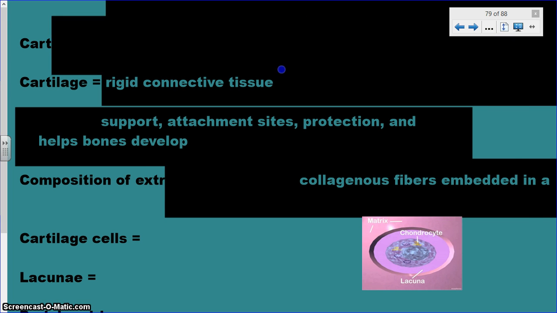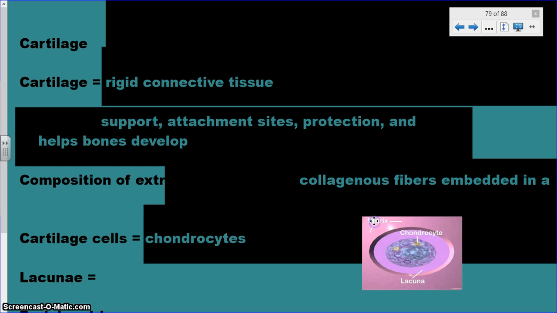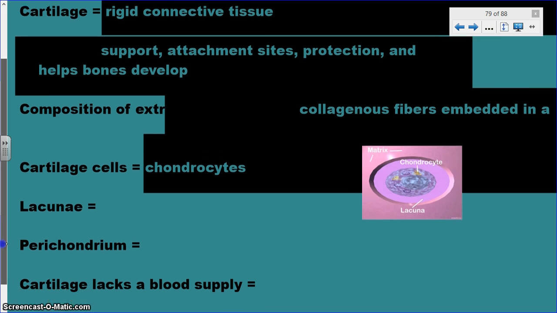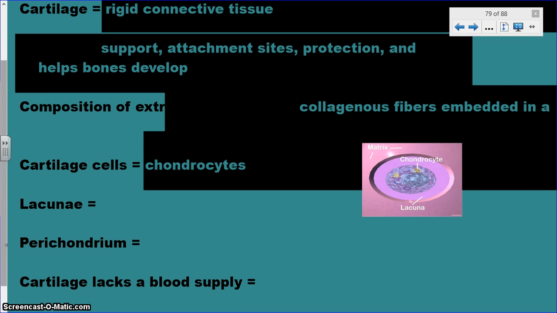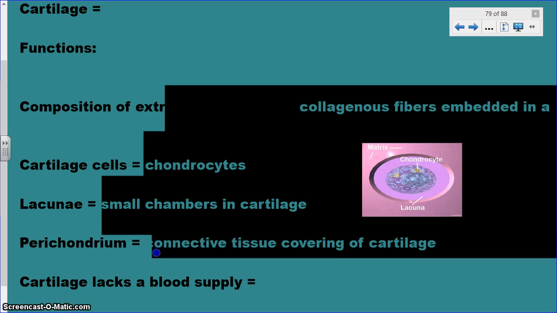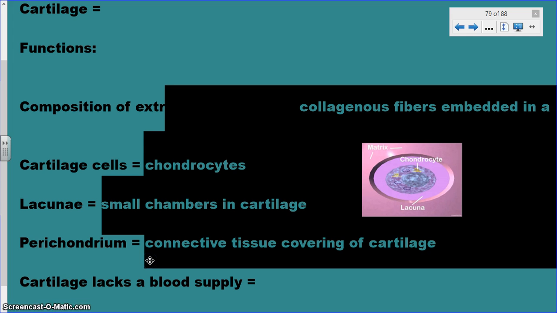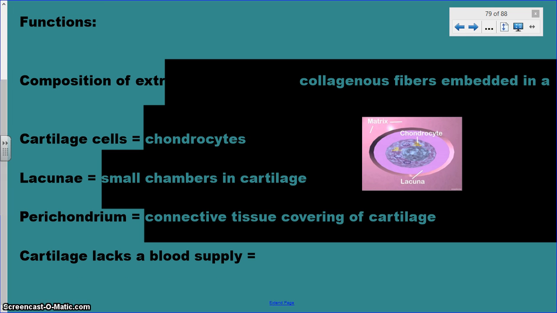Cartilage cells are called chondrocytes, and they're located in these kind of openings that are called lacunae. There are small chambers within it. They contain the chondrocytes. Located around the outside of the cartilage itself is the perichondrium. It's basically another kind of connective tissue that covers and protects the cartilage.